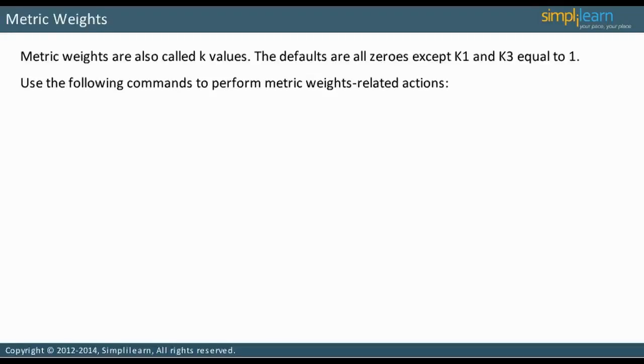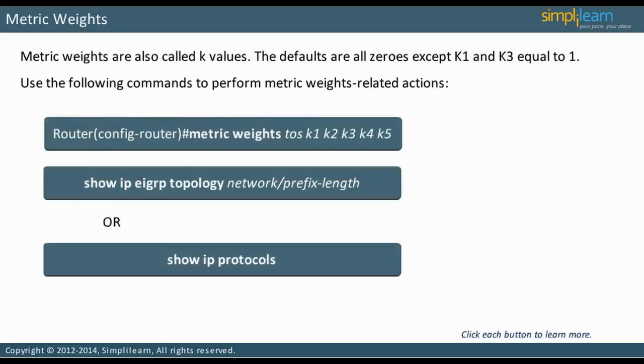Metric weights are also called K-values. The defaults are all zeros except K1 and K3, which equal 1. Roughly, this translates to using least bandwidth and cumulative delay to calculate the metric. In this case, delay is in tens of microseconds. Click the first button to see the commands.